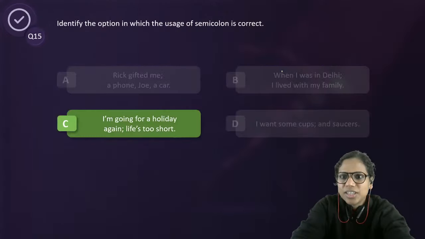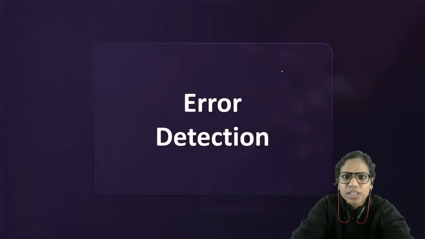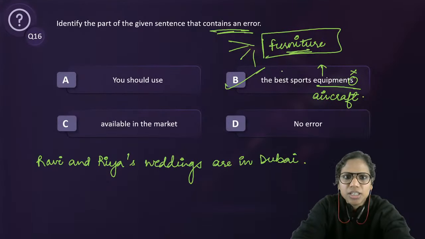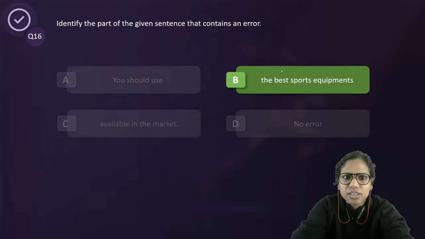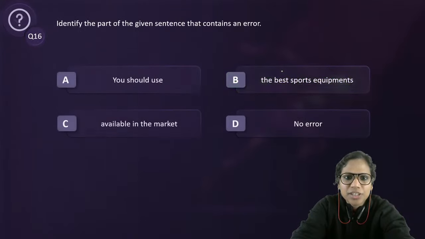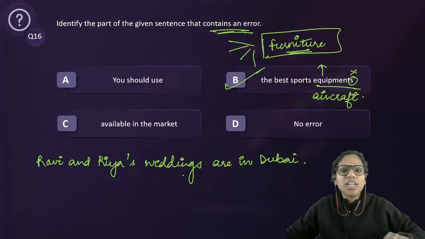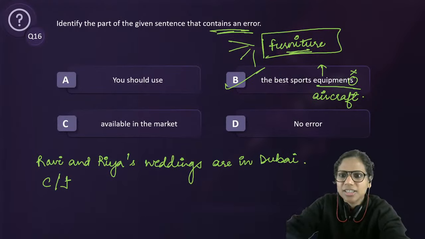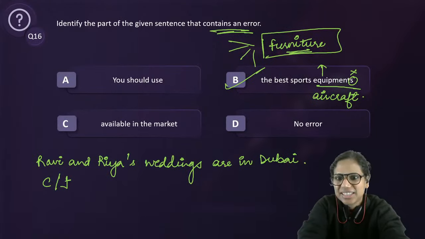Okay. Now, let's have a look at the next question. Acha, no, sorry. I wrote this for you, no? Here, this sentence. Ravi and Ria's weddings are in Dubai. Correct sentence or incorrect sentence? Yes. Ravi and Ria's weddings are in Dubai.